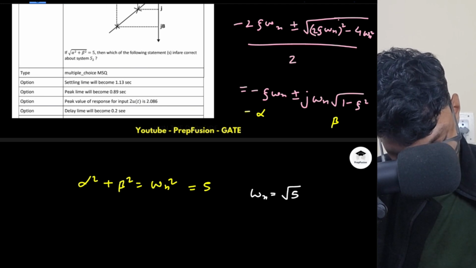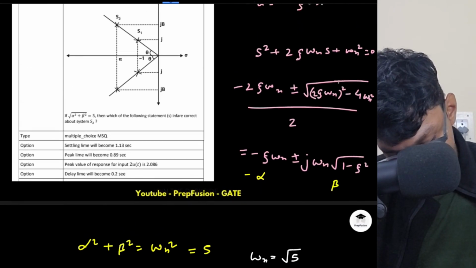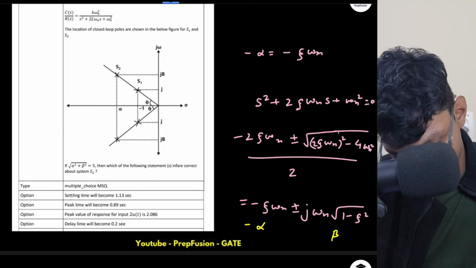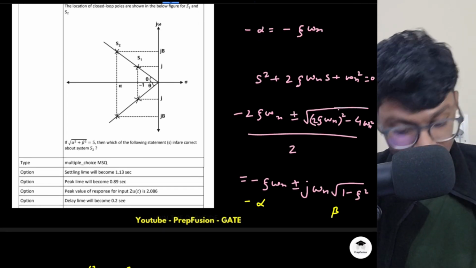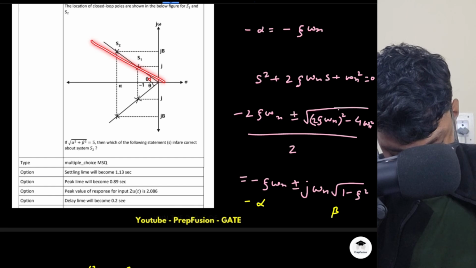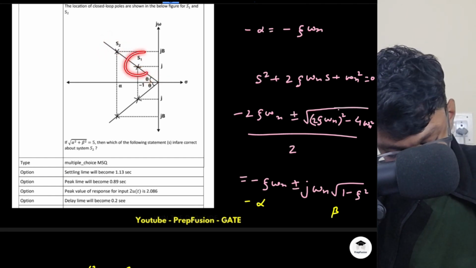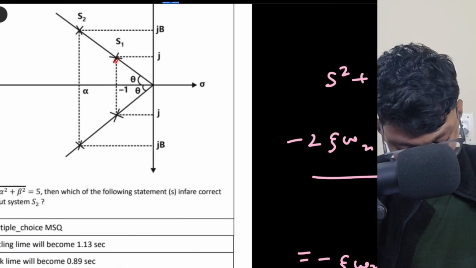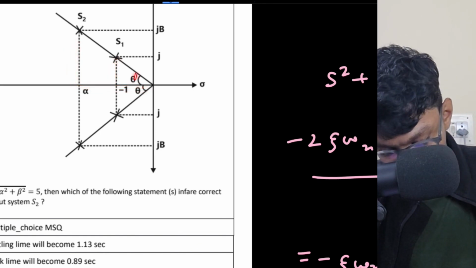Now omega n is under root 5 and zeta omega n is supposed to be... have they given it? No, zeta omega n they have not given me. I cannot comment about anything else. Now one more thing is imminent from the figure. The angle theta of this system S1 and S2 are the same. If the angles are the same, the ratio of height and base of the two triangles is the same. They are similar triangles, or you can write tan theta.